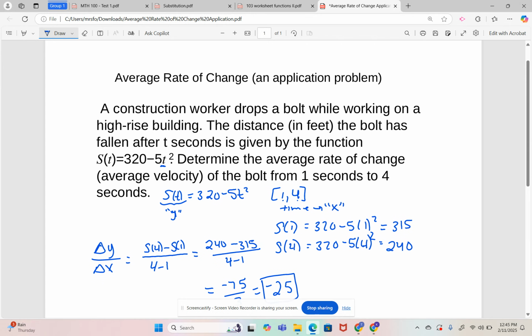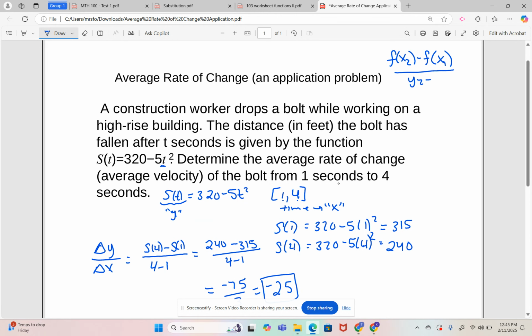So, to find the average rate of change, what you want to remember is you want to take f of x2 minus f of x1 divided by x2 minus x1. Sorry, I misspoke earlier. Anyway, this is the same as your slope formula. If you remember slope, it's rise over run, the change in y over change in x. So this is your formula for the average rate of change.